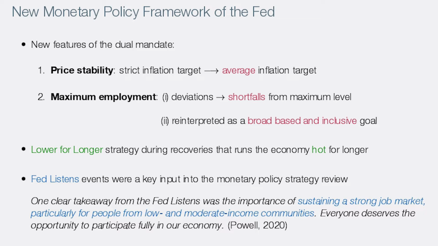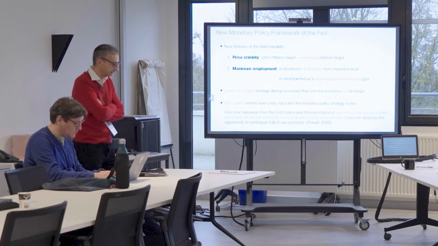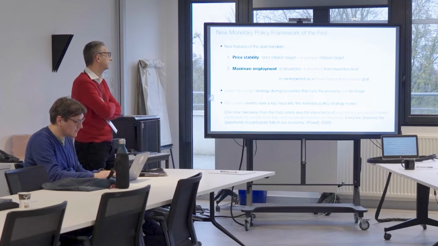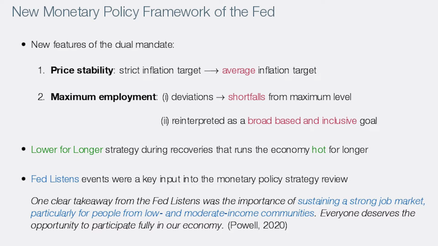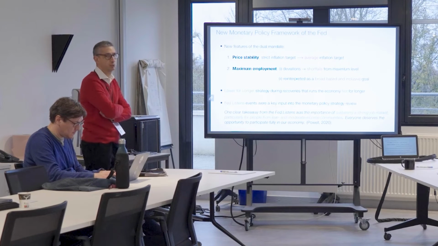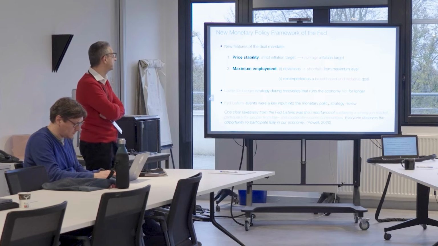There are some new features in these two pillars that the new framework established. The first one is a shift from what monetary economists call a strict inflation target to an average inflation target, or flexible inflation target. Where the Fed is trying to make up for past shortfalls of inflation with higher future inflation. So it's targeting some sort of past average of inflation being around 2%, not just the current inflation level.